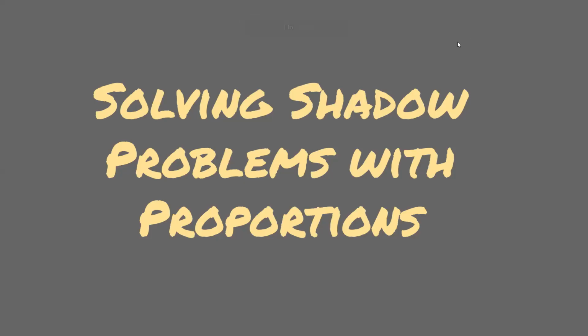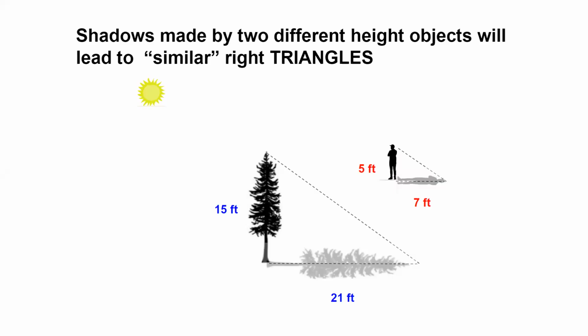In this video, we are going to use proportions to solve problems involving shadows, also known as similar triangle problems. Shadows made by two different height objects by the sun when they're nearby will create something called similar triangles, similar right triangles. So here we can see that we have a tree, a taller tree casting a shadow, and we have a shorter person casting a shadow.